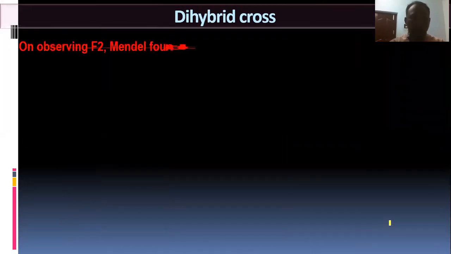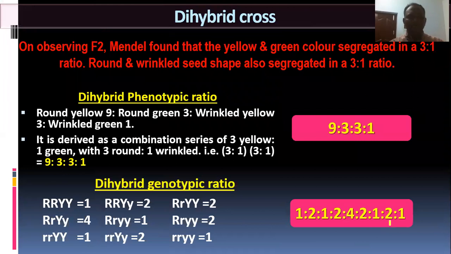So we got a total of 16 progenies, right? So in the F2 generation, what is the phenotype and what is the genotype ratio? Observing the F2 generation, Mendel found that the yellow-green color segregation ratio is 3:1. Similarly, round and wrinkled seed shapes also gave 3:1. It's nothing but a monohybrid cross result if you take only one character, yellow-green.